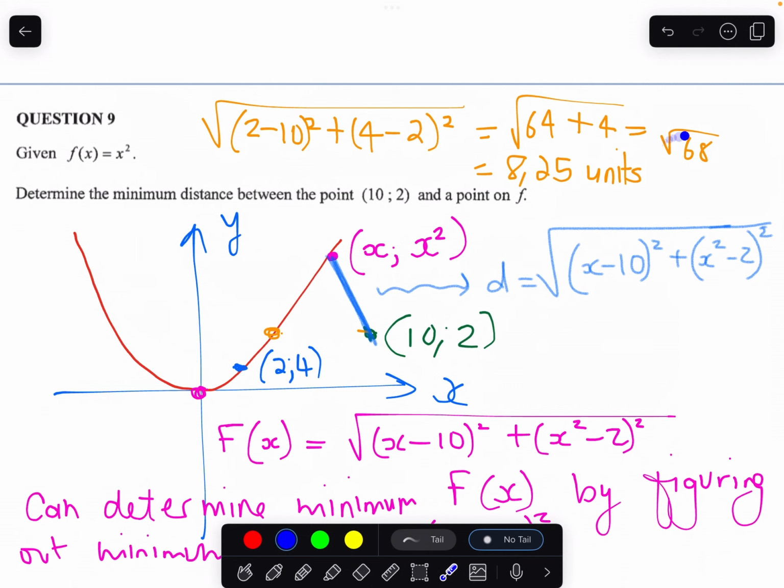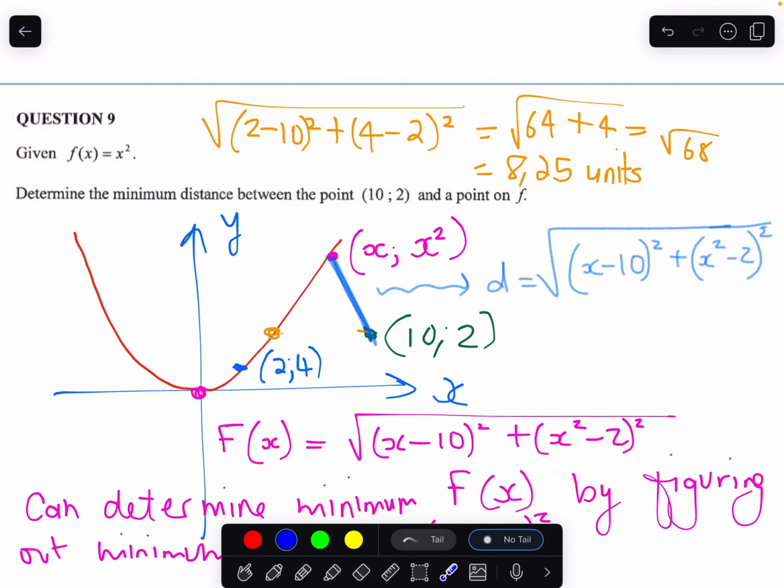I didn't even need to work this out again because we saw that when x is equal to 2, then the expression underneath the square root yields 68, which is what we get here anyway. So the distance will be the square root of that, which is 8.25 units, and that is the shortest distance that can occur between the point 10, 2 and any point on the parabola y is equal to x squared. So let's see what the memo has to say about our rambles.